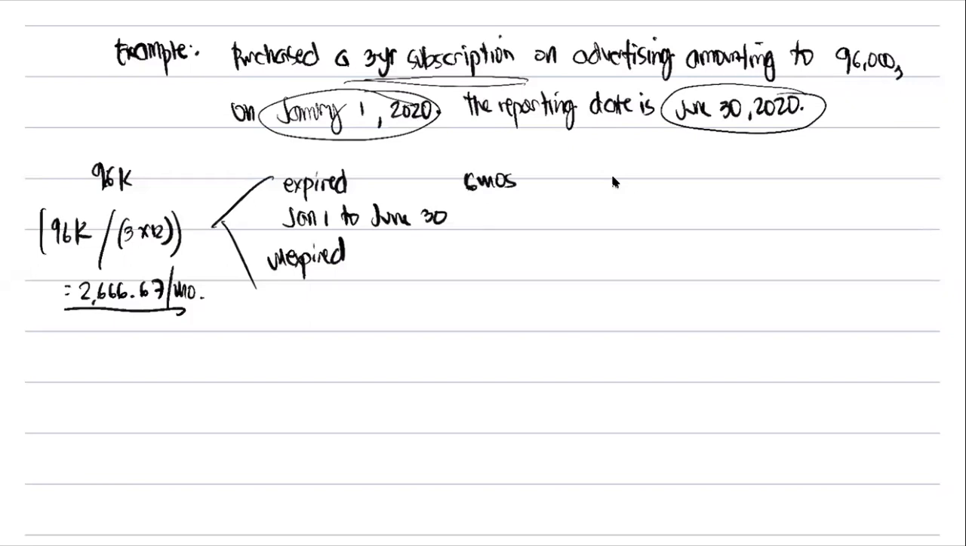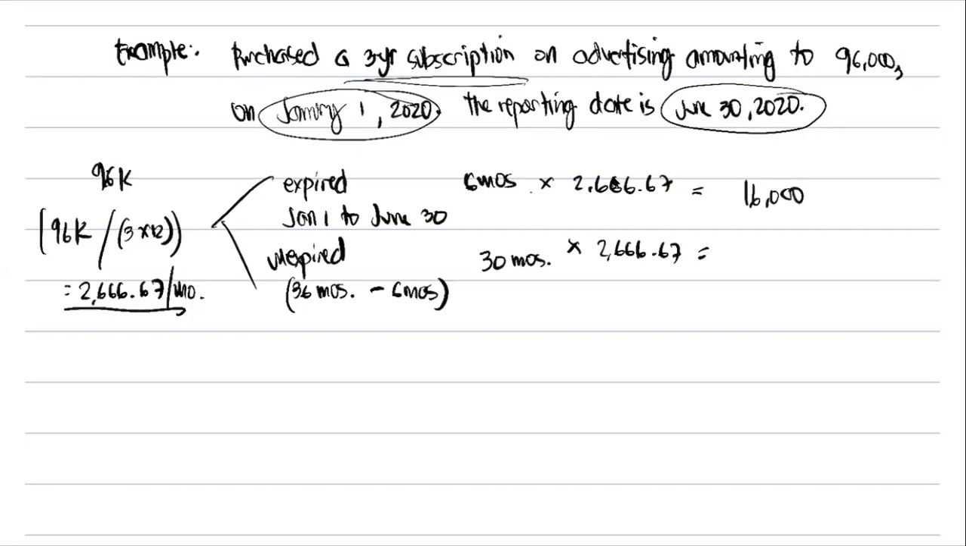If our expired portion is 6 months, ilan din yung unexpired natin? That is equal to 36 months less 6 months. So 30 months. And you just multiply it to the per month value, which is 2,666.67. Now we get the value for our expired. So we have here 16,000. And we have here 80,000. Okay? So after we do this, we can already make our journal entry.